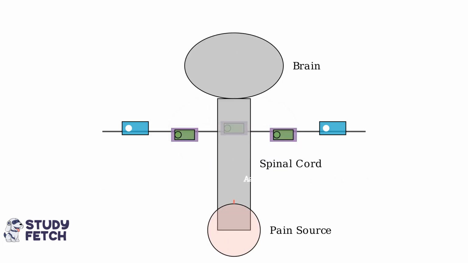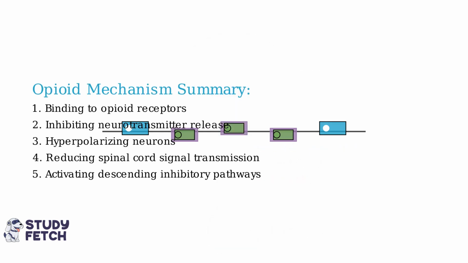At the spinal cord level, opioids reduce the transmission of pain signals to the brain. Opioids block pain signals at multiple points along the pain pathway in the spinal cord. In the brain itself, opioids activate descending pathways that further inhibit incoming pain signals and alter emotional responses to pain. To summarize, opioids work through multiple mechanisms to reduce pain: binding to receptors, inhibiting neurotransmitter release, hyperpolarizing neurons, reducing spinal signal transmission, and activating descending inhibitory pathways.